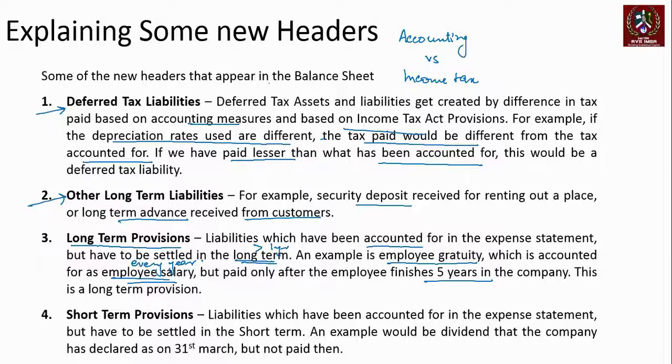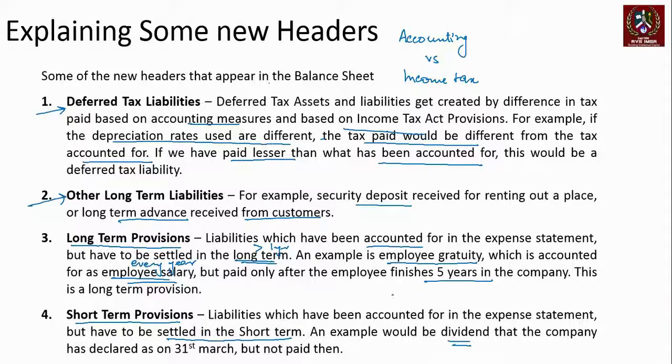Even if some part of employees' compensation is going towards long-term pension kind of instruments, that would also create long-term provisions for the company. An example of this could be extended into short-term provisions as well, right? Liabilities which have been accounted for in the expense sheet would have to be settled in the short term. An example would be dividend.